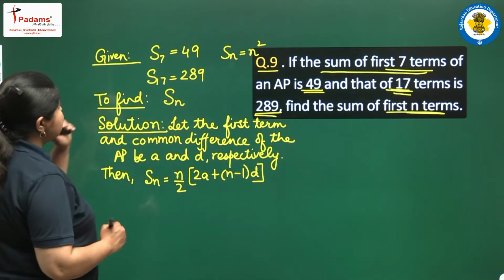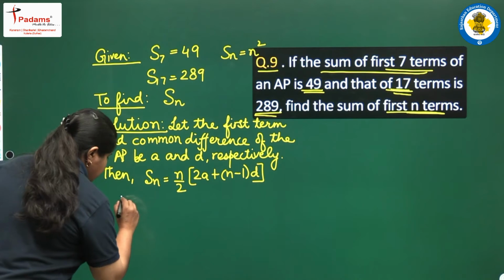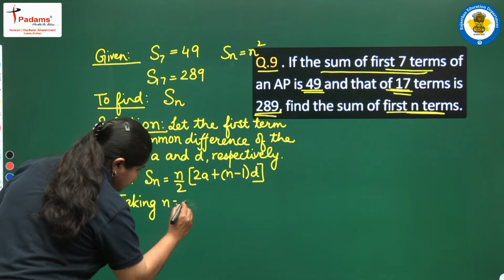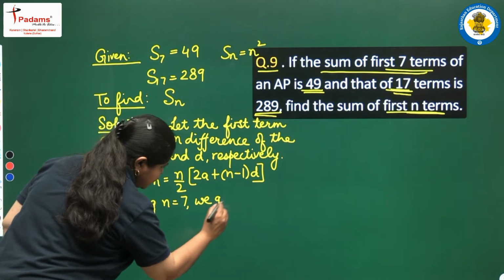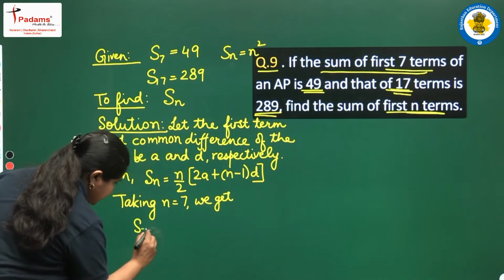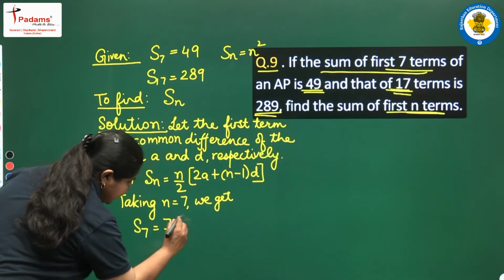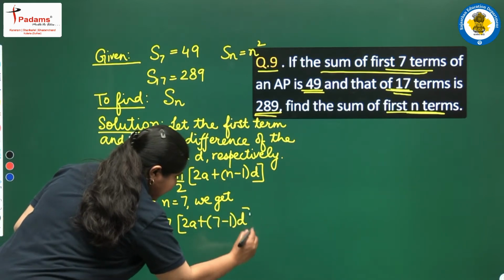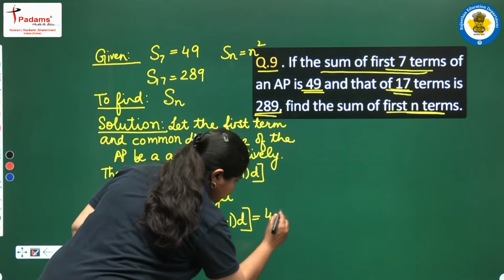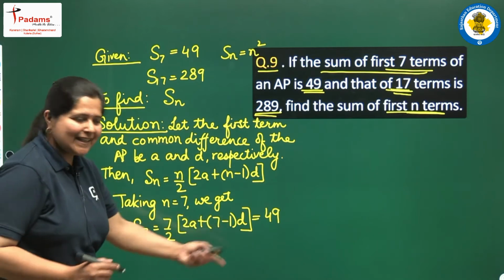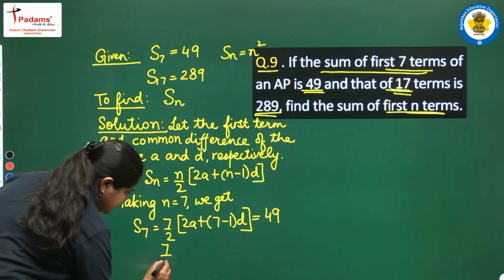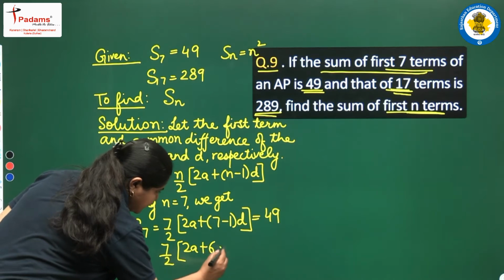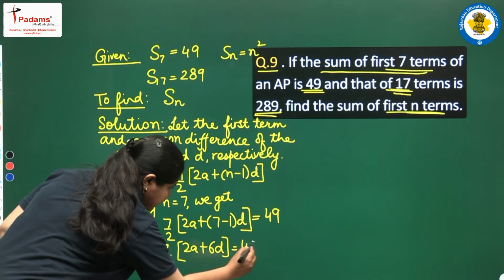And here we have been given S7. So, taking n equal to 7, we get S7 as 7 by 2 into 2a plus 7 minus 1 into d, and its value has been given equal to 49. Now, simplify. This will give us 7 by 2 into 2a plus 6d equal to 49.